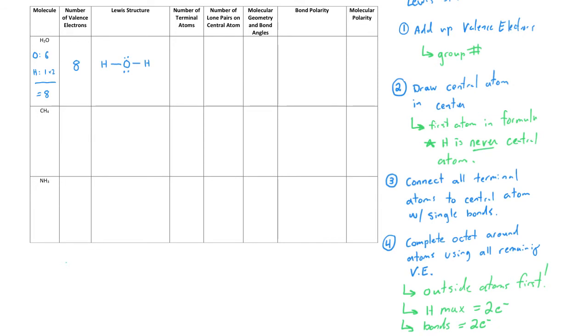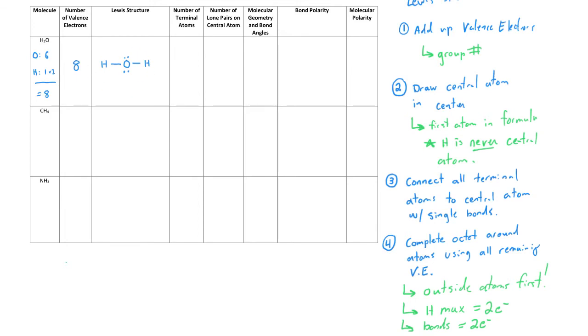So we've completed the octet now around oxygen. Right? We've used all 8 electrons. We have 2, 4, 6, 8. All of the atoms have an octet, right? Oxygen has 8 around it. Hydrogen has 2 each. So this is our Lewis structure for water.